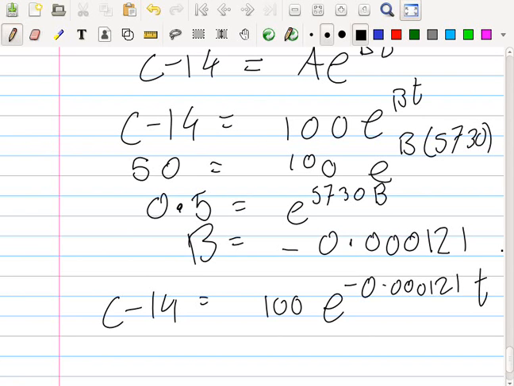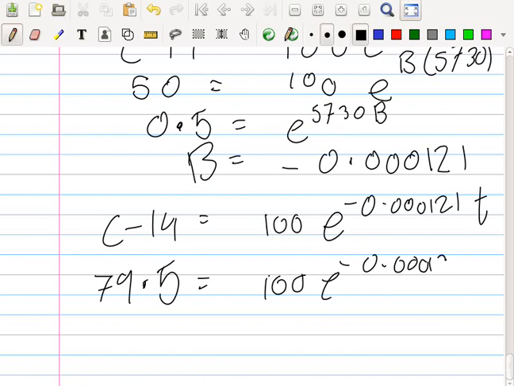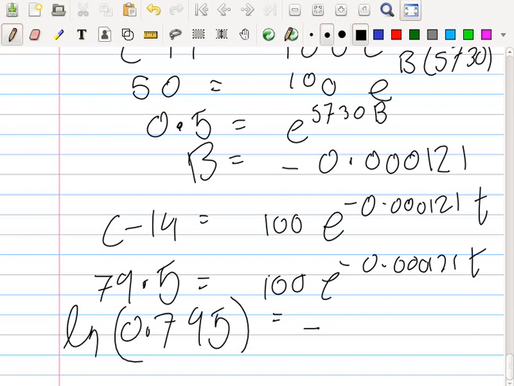In this question here, I tell you, you find something, Dead Sea Scrolls, they have 79.5% of their carbon-14 left, and I want to know how old they are. Okay? Right, so I'll just do that. So here is 79.5 equals 100 e to the minus 0.000121 t. So dividing by 100, and then we need to do log of both sides. So I get log of that equals that.